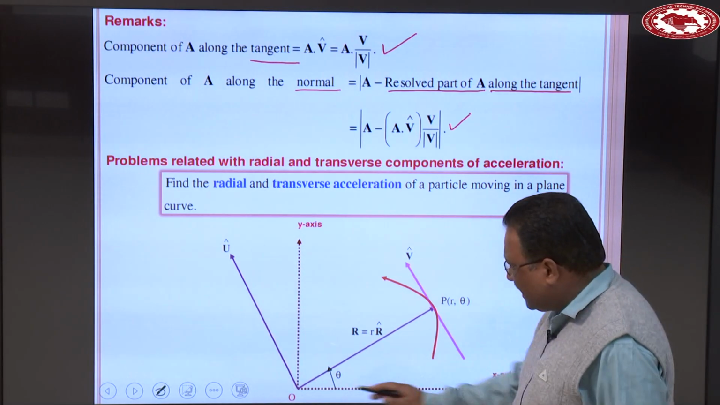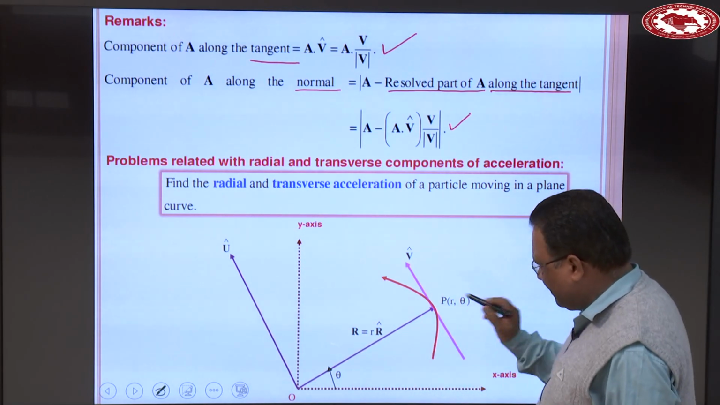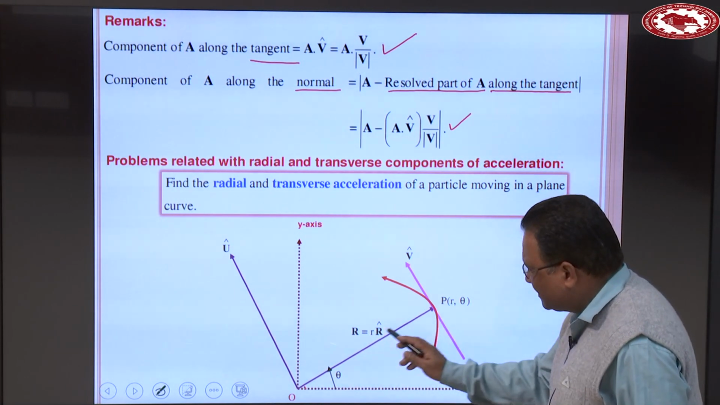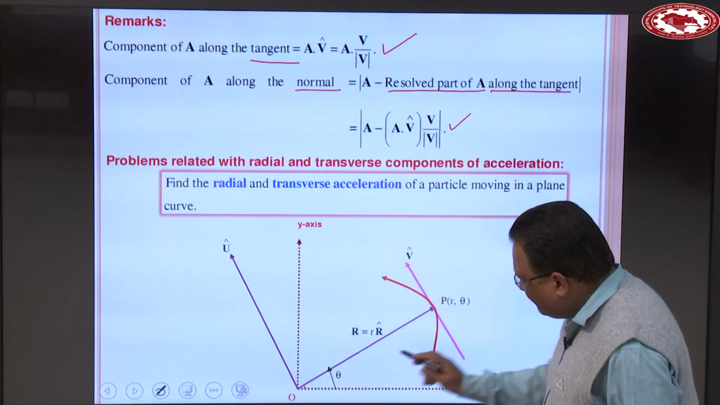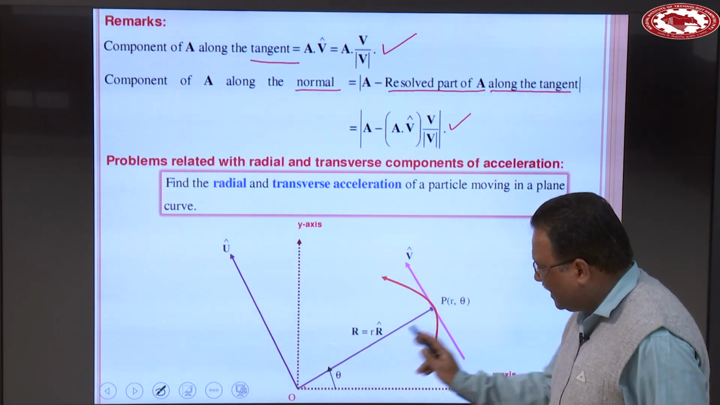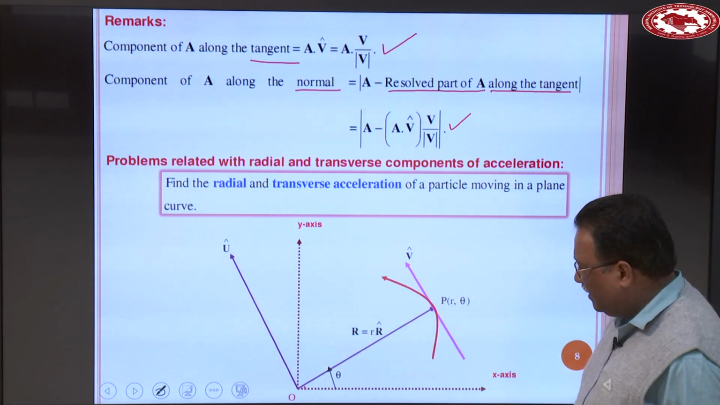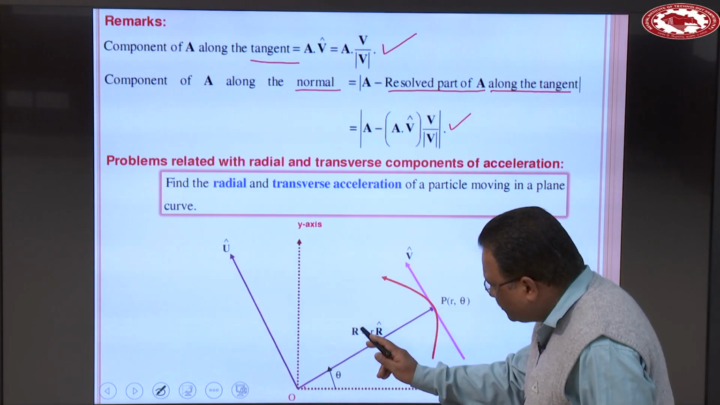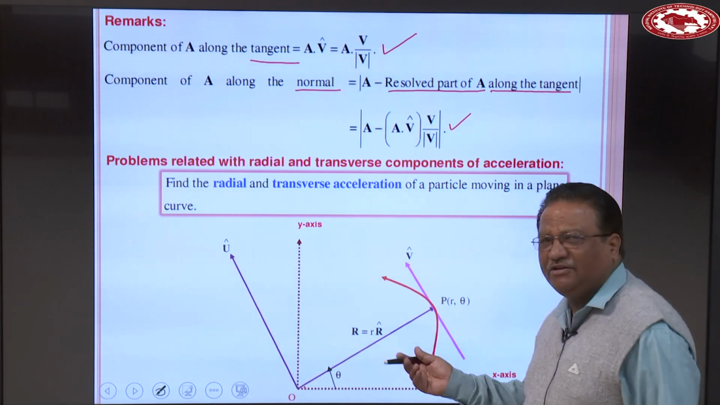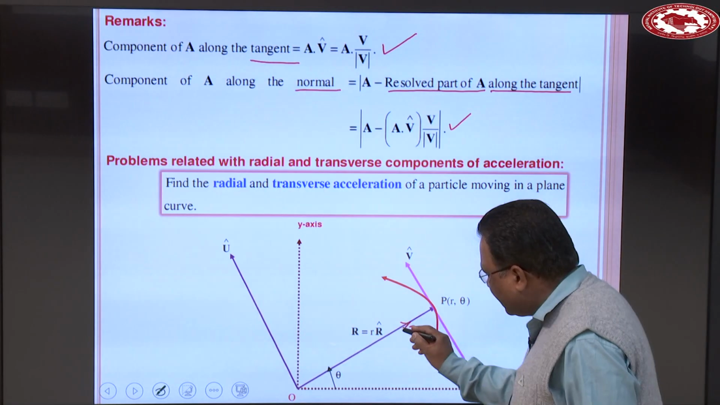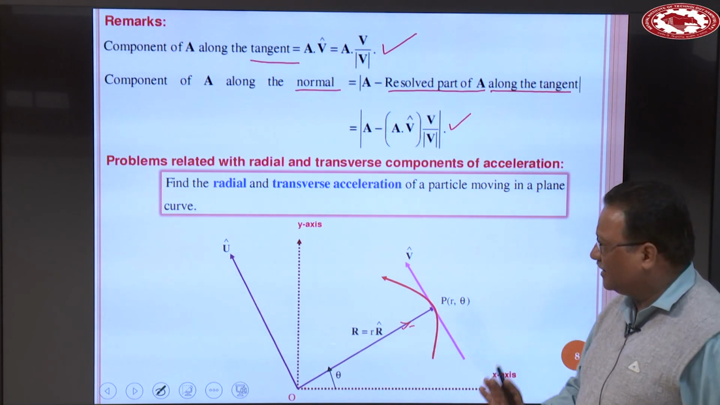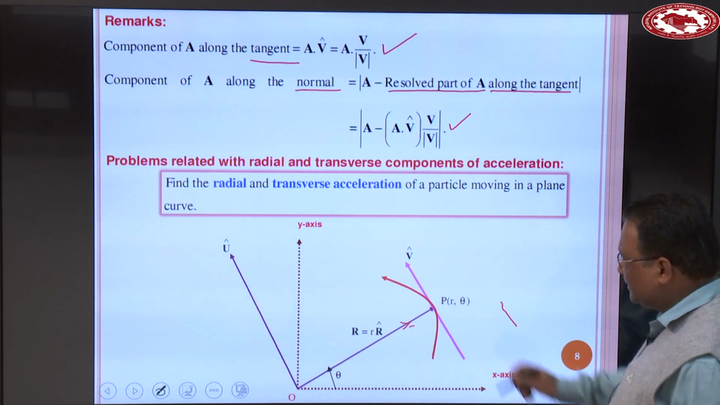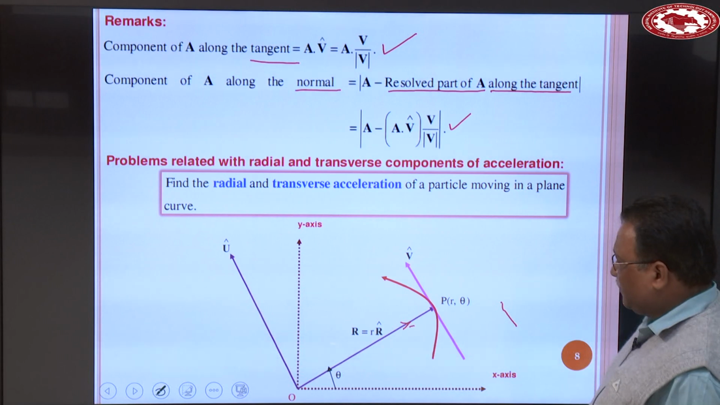Let us suppose this is the x axis, this is the y axis, and this is a point P whose position vector is r theta. R is the distance from the origin to this point, and theta is the angle this line makes with the x axis. So capital R is equal to r r cap, and the magnitude is r, where r cap is the unit vector in this direction, and v cap is the unit vector of velocity in this direction. So the figure is clear.